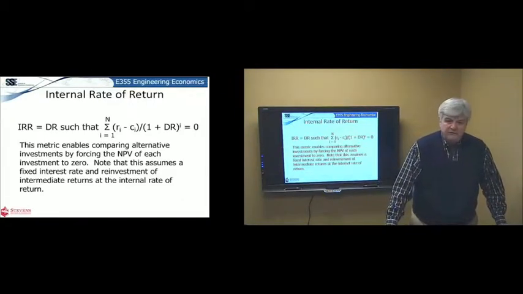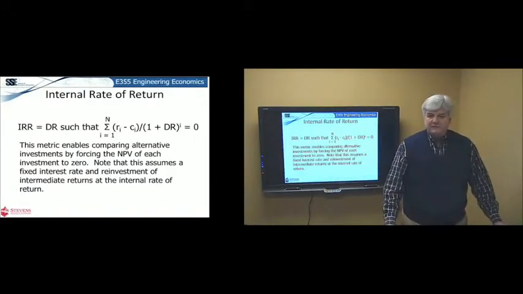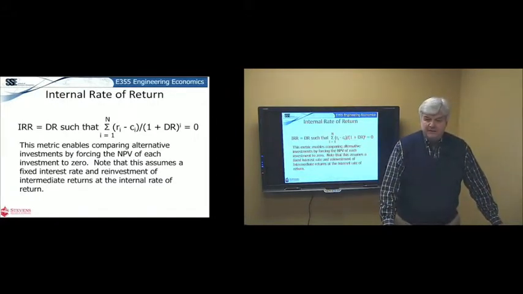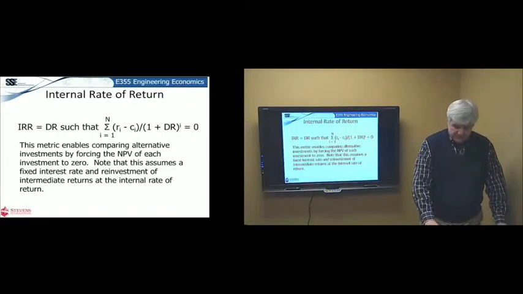Of course, this assumes that the interest rate is fixed and that you can actually reinvest intermediate returns and continue to make it at that rate. That's sometimes a questionable assumption, but nevertheless it is quite common in use.